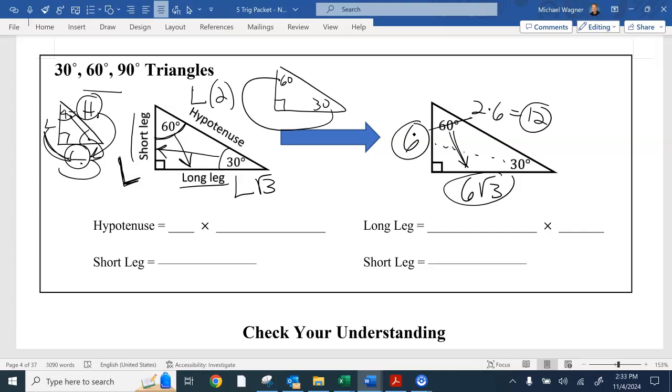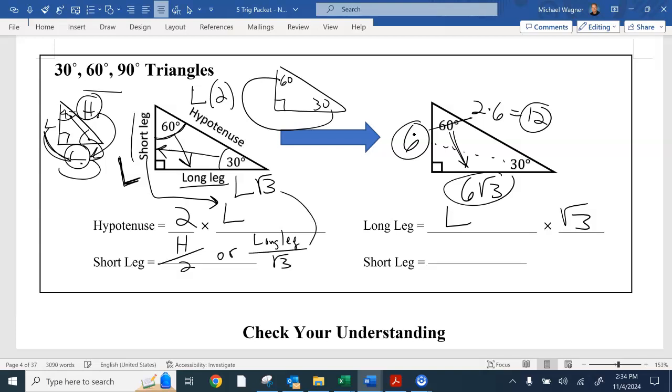So the hypotenuse is equal to 2 times the short leg. I'll make that L. And the long leg is equal to the short leg times root 3. Short leg is equal to, let's see, what would that be? I guess the hypotenuse divided by 2, or the long leg divided by root 3, because you're going in reverse, right? Okay, so there you go. So that's basically the relationship.